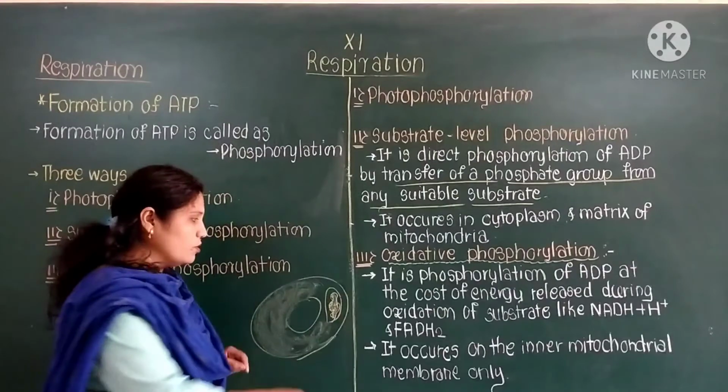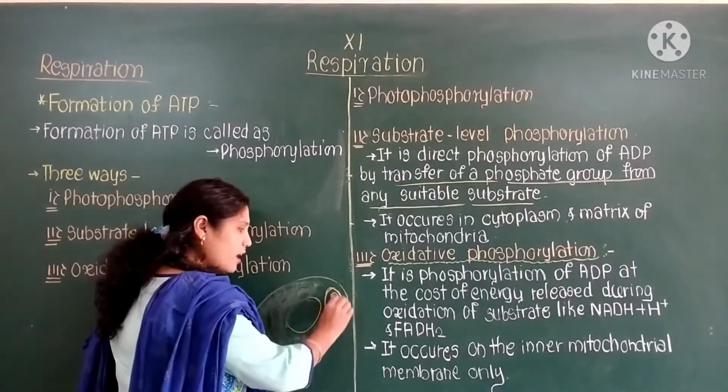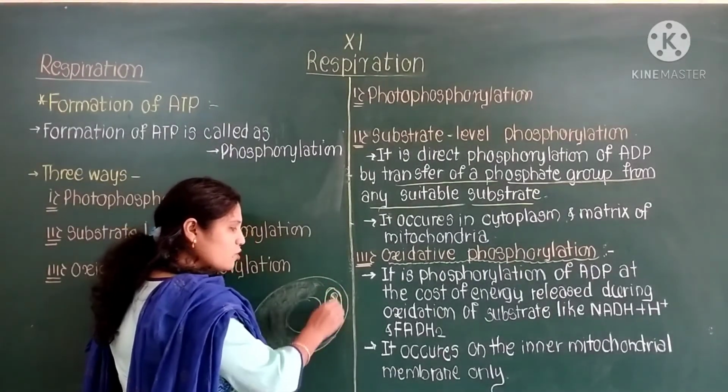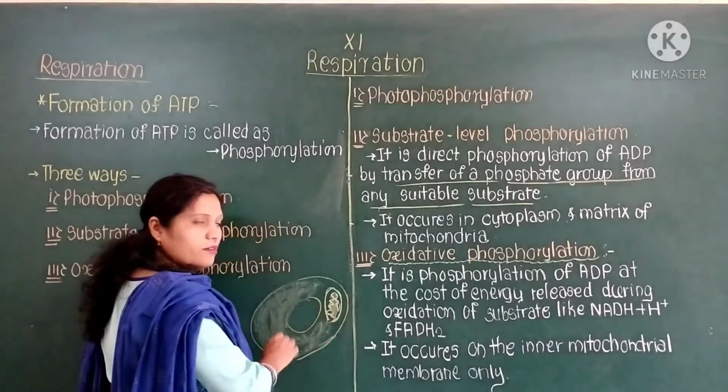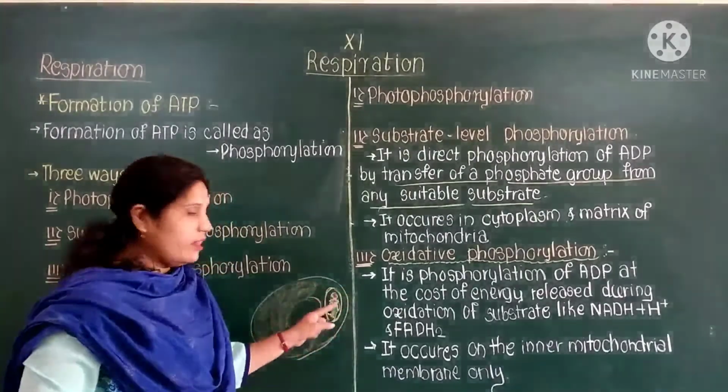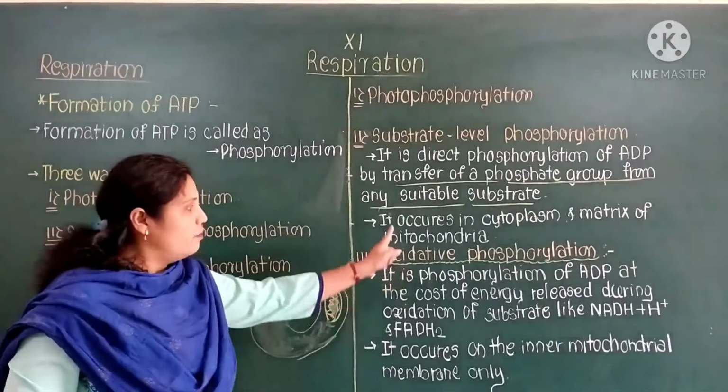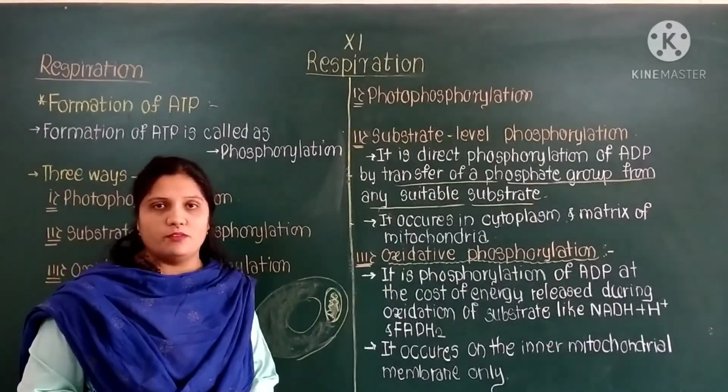If you know the mitochondrial structure, there is the outer membrane and there is the inner membrane. In this inner membrane inside the mitochondria, only there the process of oxidative phosphorylation takes place.